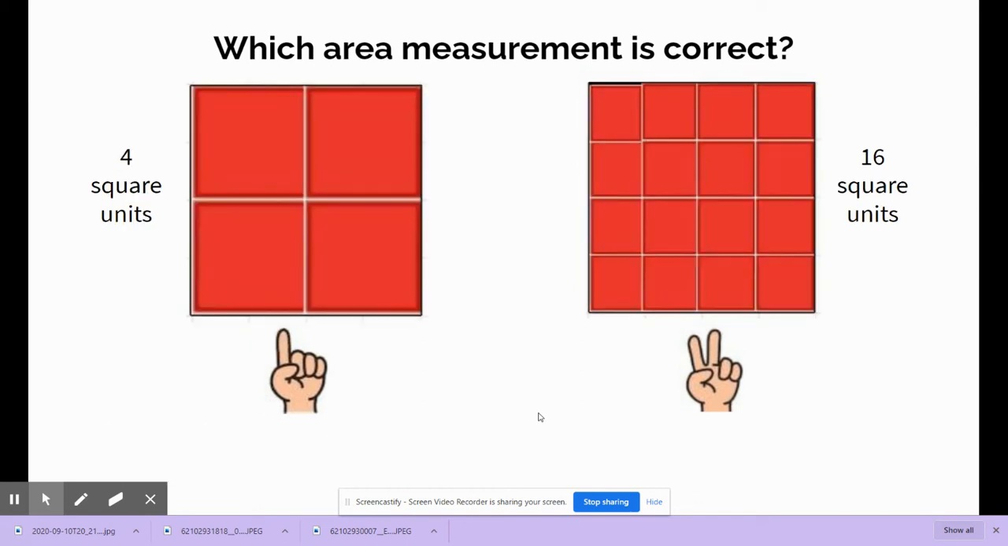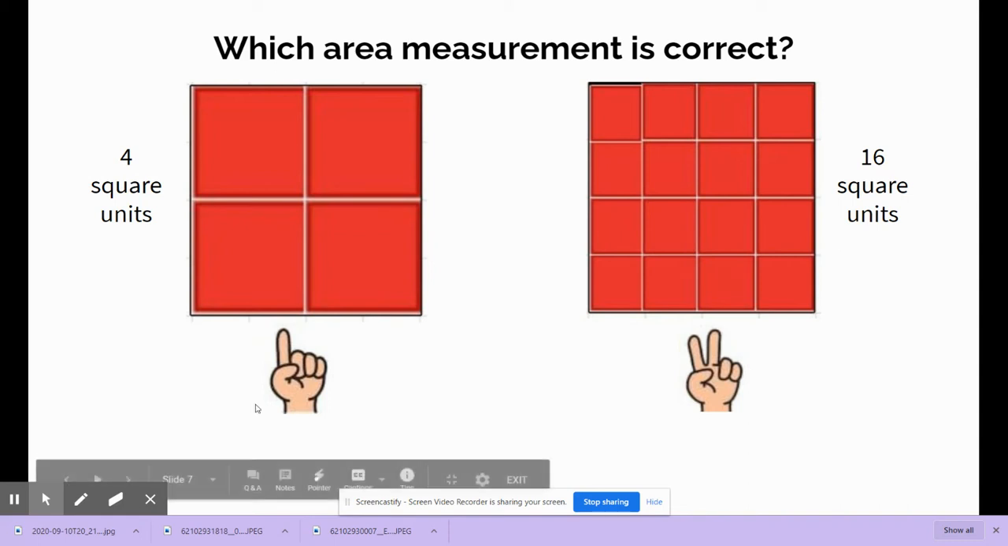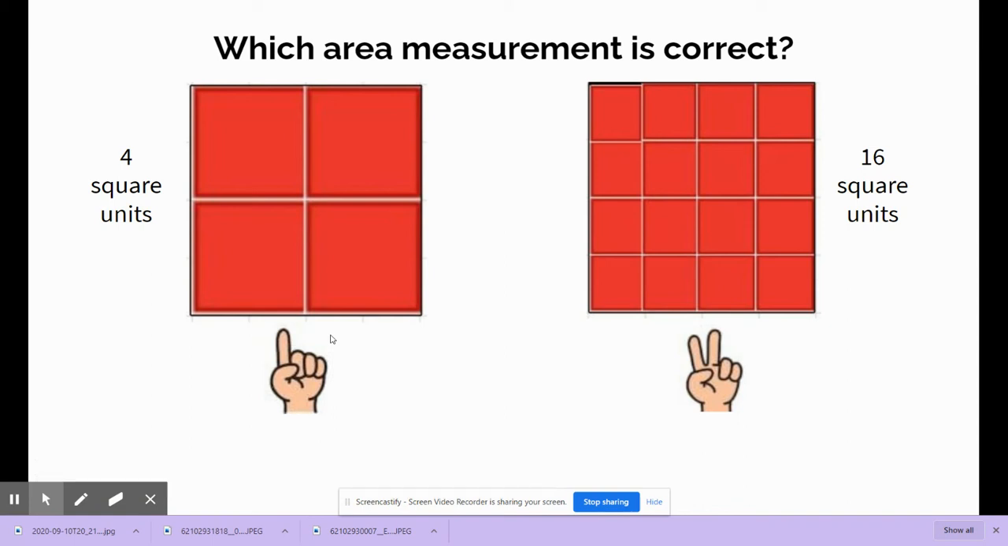Okay? So if you look at this, here's kind of a tricky one. Which area is correct? The one on the left, square 1, says it's 4 square units. Square 2 is 16 square units. But they're all the same size on square 1. They're all lined up. There's no space, nothing, which means that one is correct.